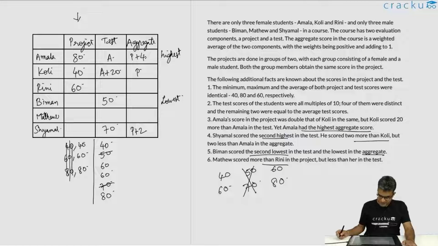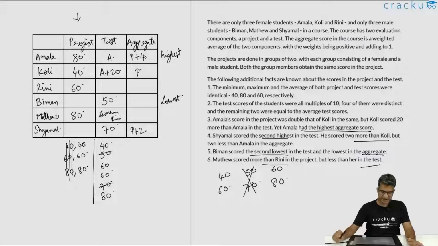Matthew scored more than Rini in project. Rini scored 60, so Matthew has to score 80, but less than her in test. So this test marks has to be lesser than Rini.